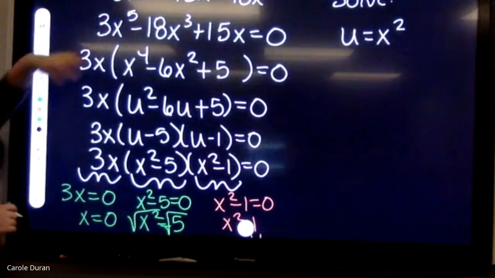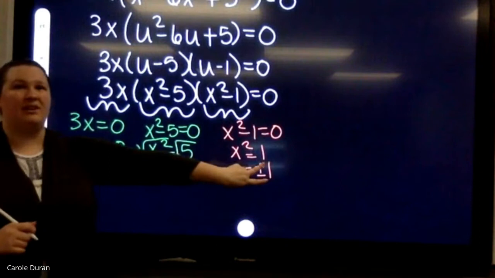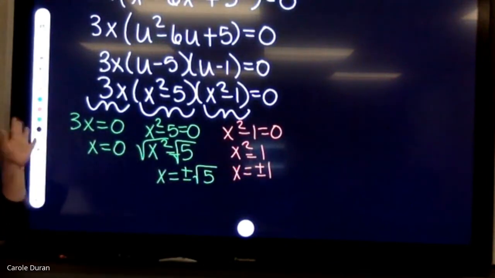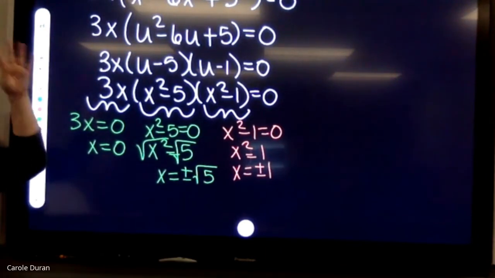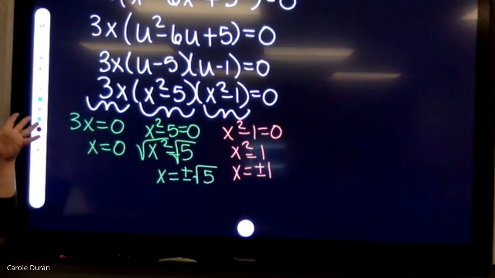And how many zeros do I have right now? 5. I have 2 here, 2 here, and 1 here. I know I'm finished when I have all of my zeros accounted for. Yes, positive and negative 1 each count as separate zeros, positive root 5 and negative root 5, and then 0. I have 5 zeros, so I am done.